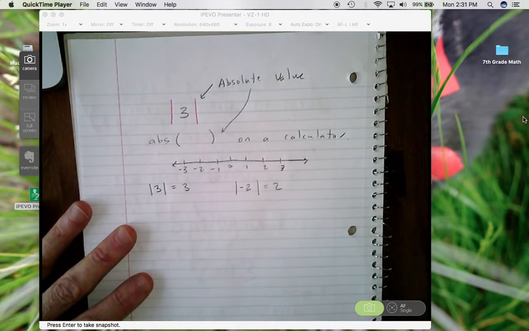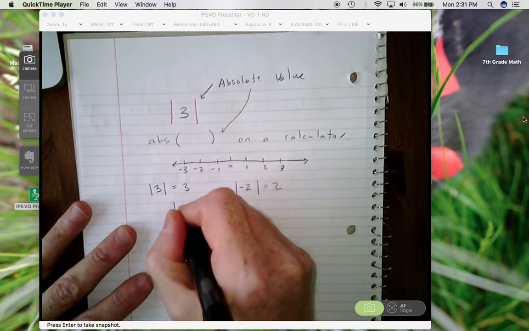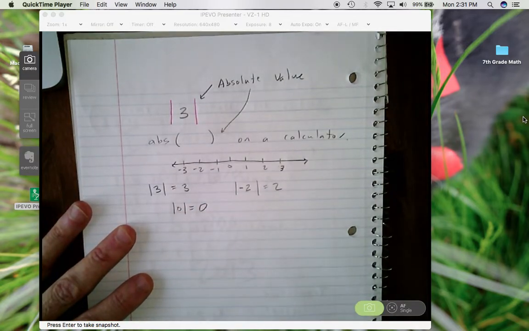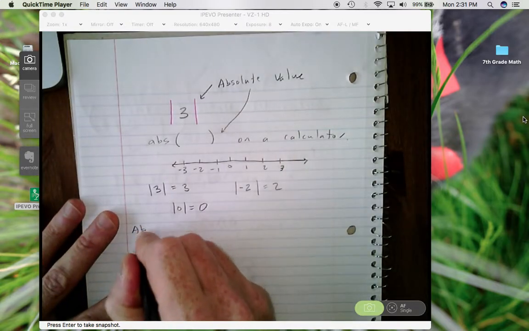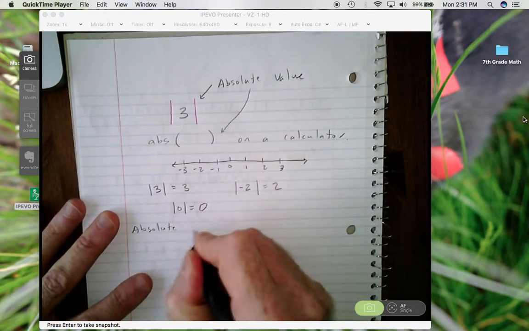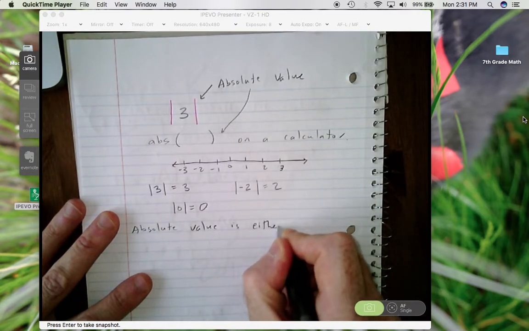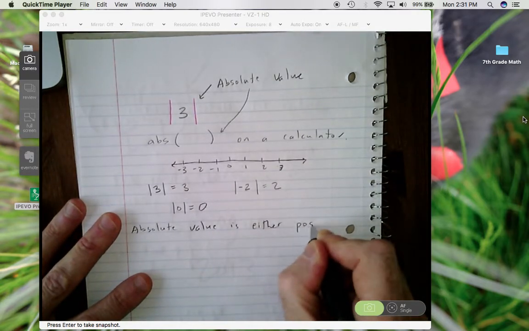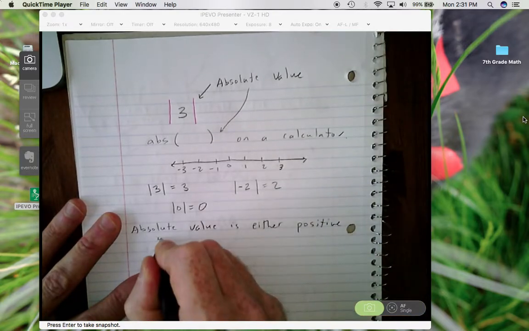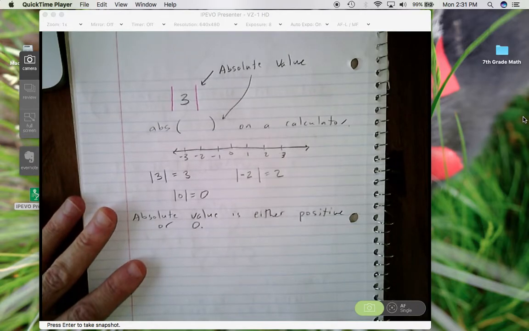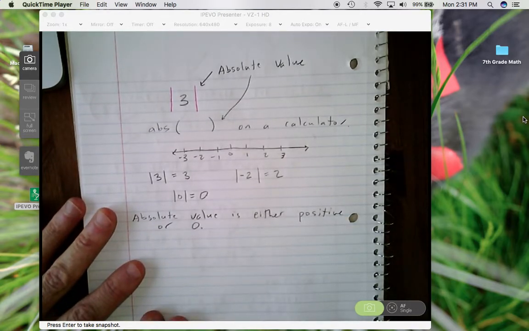We always use a positive number or 0 for distance. So that is the other case where we have the absolute value of 0, and that, of course, is 0, because 0 is 0 spaces away from 0 on the number line. So absolute value is either positive or 0. Okay, it's never equal to a negative number, and that's an important thing that you'll run into when you take algebra classes.